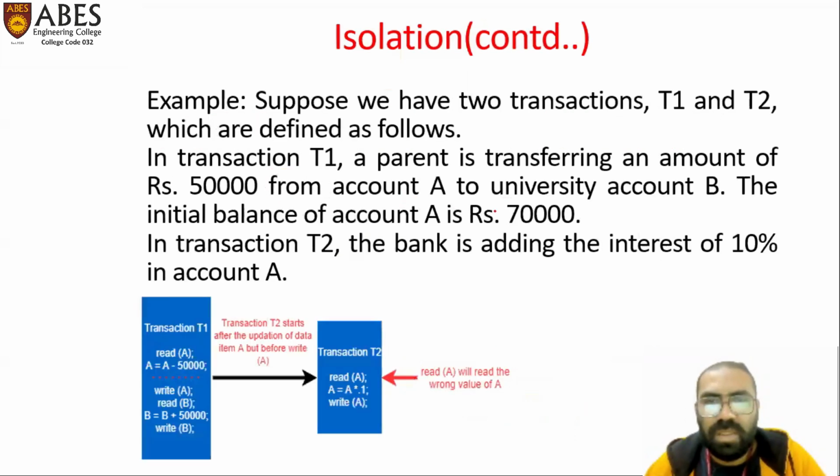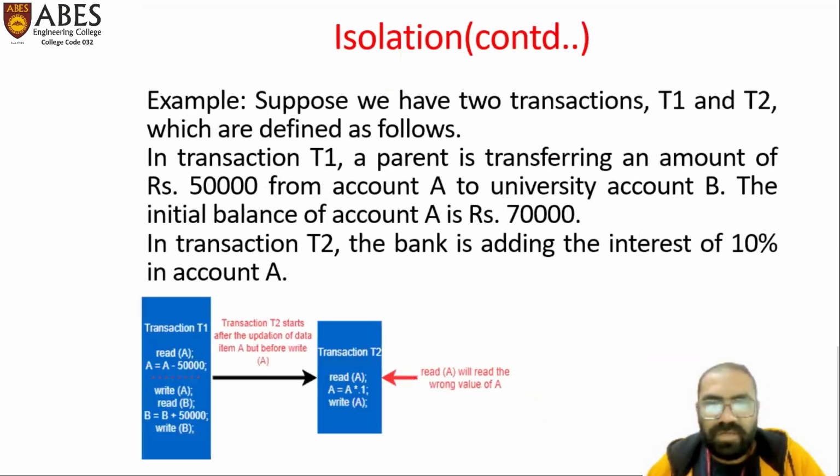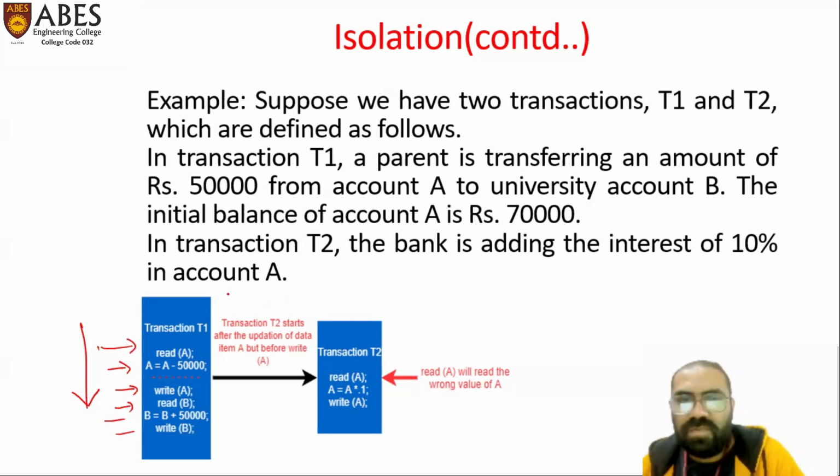Okay. Let us take an example. Suppose we have two transactions, T1 and T2, which are defined as follows. Now let us see what transactions are happening. Read A, we're performing a read, then A minus 50,000, then write A, then read B, and so on. Now this is a timeline. The first operation that happens is read of A. From memory it goes to the buffer and they take the value of A, which in T1 is 70,000.